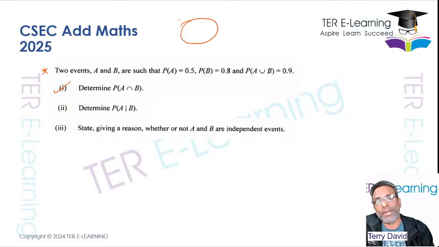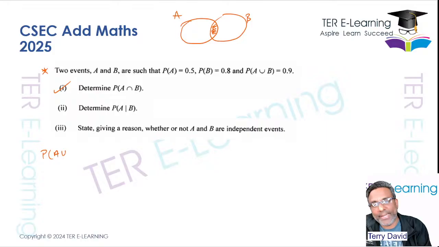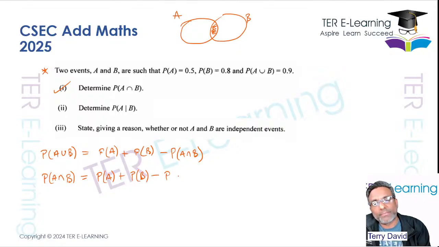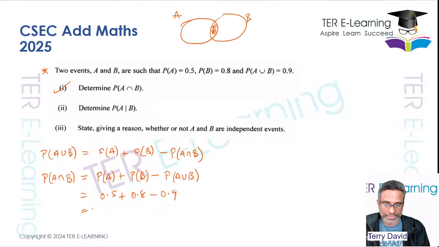Now in terms of a Venn diagram, if I have 2 events A and B, what they're really asking me for here is this probability here. There is a probability formula that you all need to know. P of A union B is equal to P of A plus P of B minus P of A intersect B. So we want to work out P of A intersect B. P of A intersect B is equal to P of A plus P of B minus P of A union B. In this case, it is going to be 0.5 plus 0.8 minus 0.9, and you're going to get 0.4. So that's the answer for the first part.